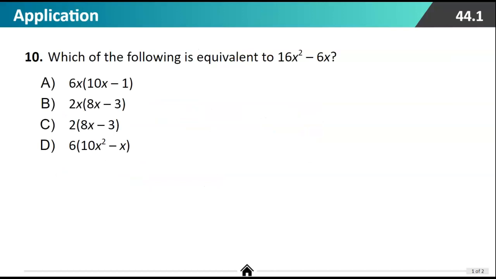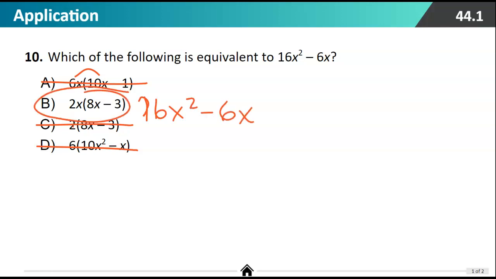As far as the application, which of the following is equivalent to 16x squared minus 6x? 6 times 10 is 60, so it's not A. 2 times 3 is only 6, so it's not C. 6 times 10 is 60, so it's not D. 2 times 8 is 16. x times x is x squared. 2 times 3 is 6, so this gives you 16x squared minus 6x, which is exactly what we're looking for.